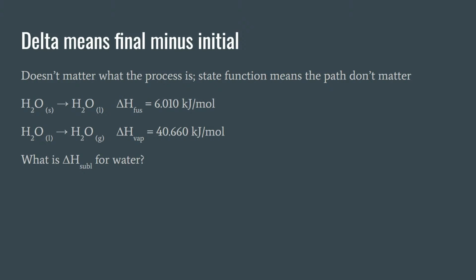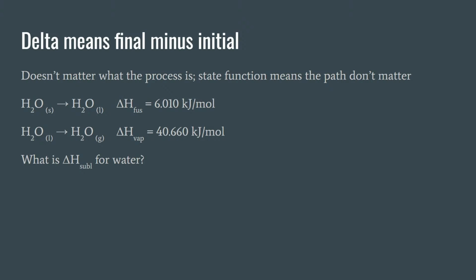So for example, here we have the enthalpy of fusion, which is how much energy it takes to melt something. So here the enthalpy of fusion of water, going from solid to liquid water, is 6.010 kilojoules per mole. Note, it's positive. Melting is an endothermic process. Then here we have the enthalpy of vaporization, going from liquid to gas, is 40.660 kilojoules per mole. So what is the enthalpy of sublimation for water? How much energy does it take to go from a solid directly to a gas?